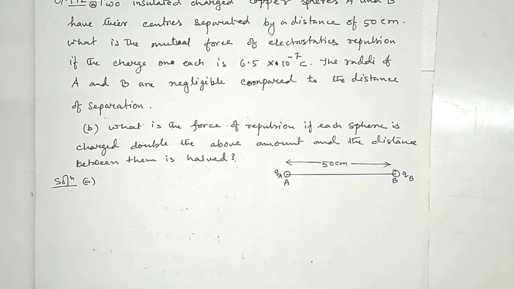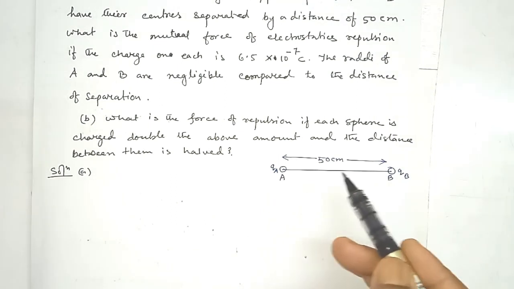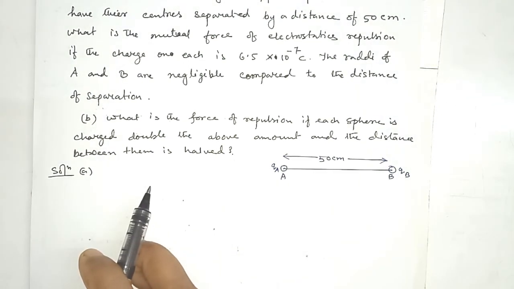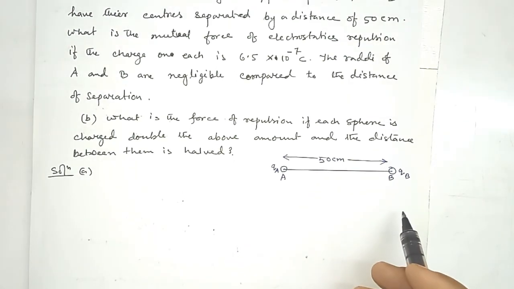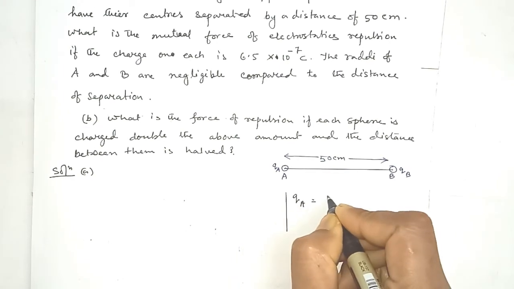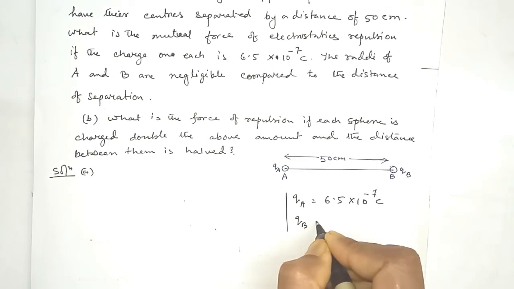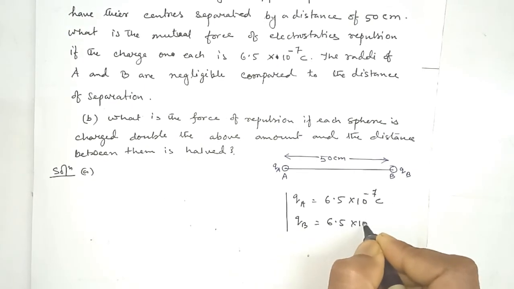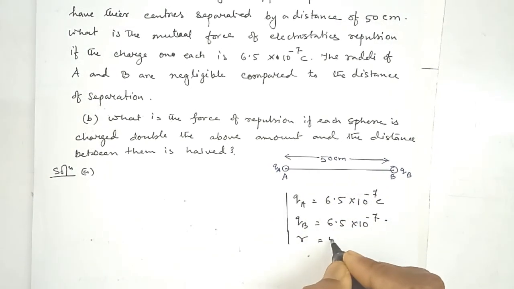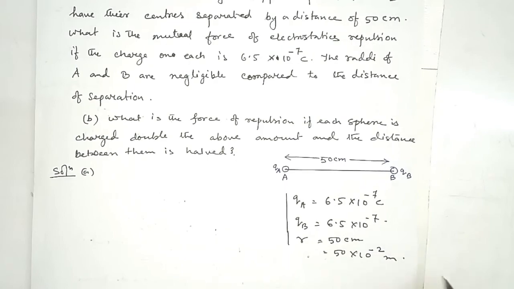So here I consider the two charges, that is QA and QB, and the distance between them is 50 cm. We have to find the force between the two charges. So we can write that QA equal to 6.5 into 10 to the power minus 7 coulomb and QB equal to 6.5 into 10 to the power minus 7 coulomb, and the distance between them is R, which is 50 centimeter, that is 50 into 10 to the power minus 2 meter.